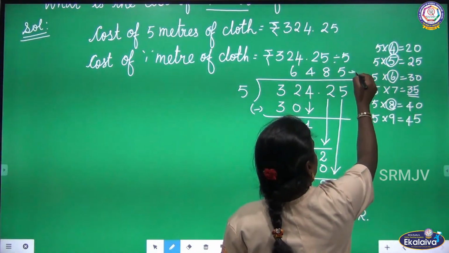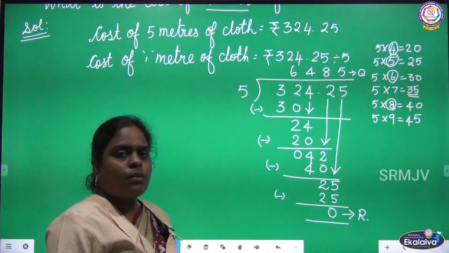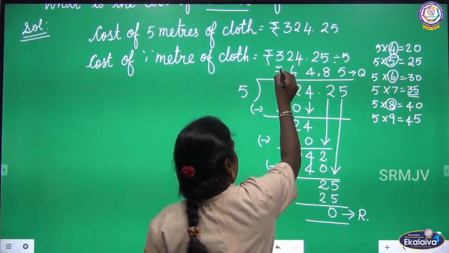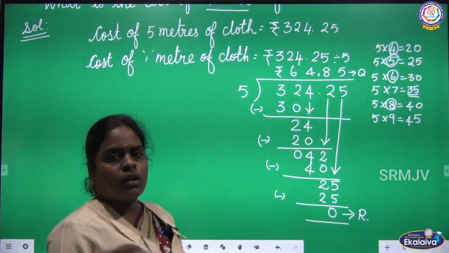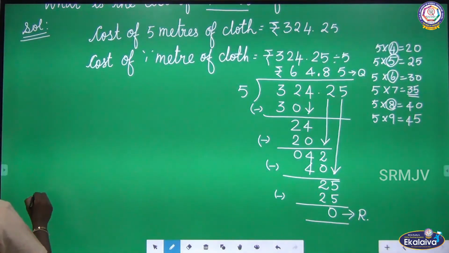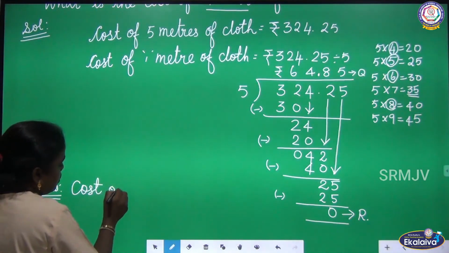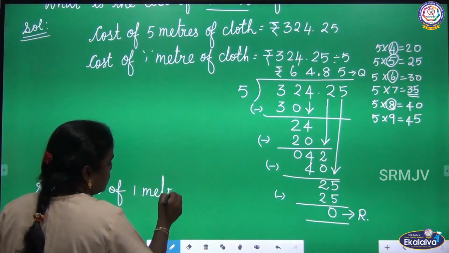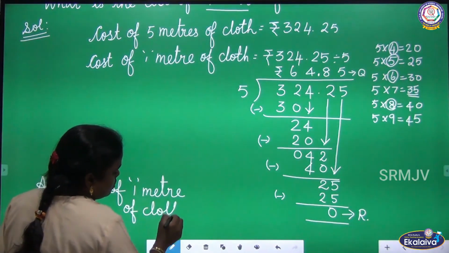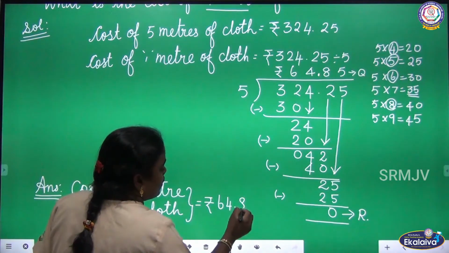So here the quotient is 6485, and now we are going to place the decimal point before 2 digits from the right. So here the answer is 64 rupees and 85 paise. Listen, that is the cost of 1 meter of cloth. Let us write the answer. Cost of 1 meter of cloth, that is equal to 64 rupees and 85 paise.